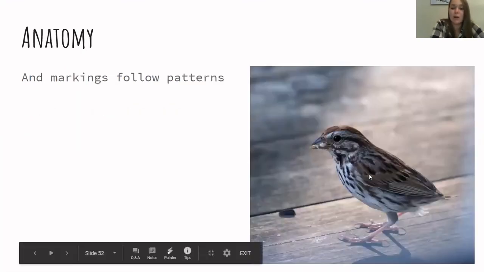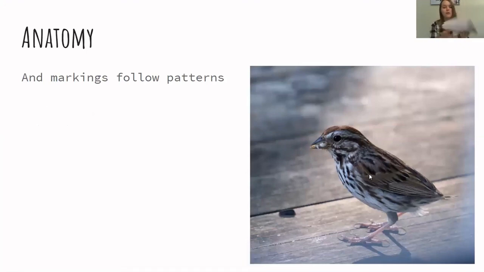Markings also follow patterns. So I'm just going to pull out my sketchbook again. Okay, picture this song sparrow, which we call Stubby because it has no tail. So picture the song sparrow as a sphere. Okay, from that sphere, we're going to break it up into a grid.